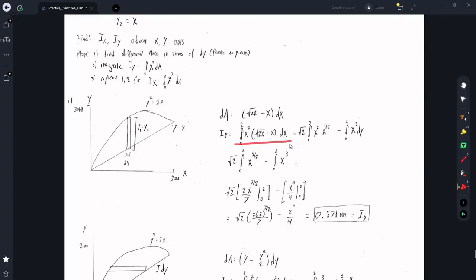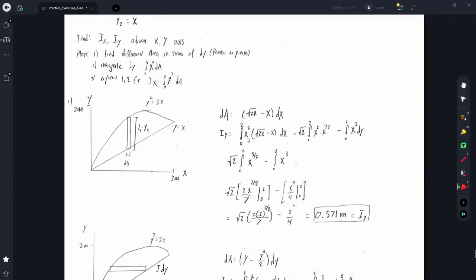Plugging this into the integral in the formula, we still have this x squared times everything. And because everything else is in terms of x, it works out, but sometimes you have to plug stuff in.